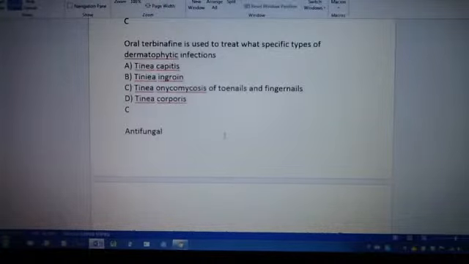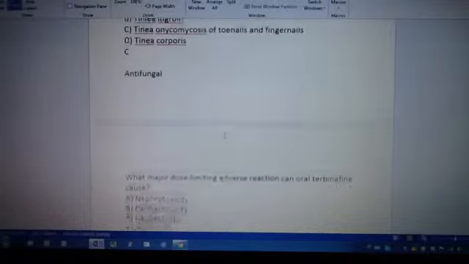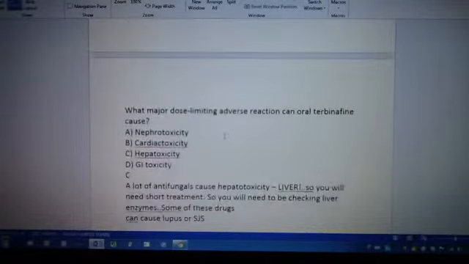So if you remember that tinea capitis is on the head, tinea inguinalis is in the groin area, and tinea corporis is the skin on the arms. Oh gosh, I'm forgetting. I think that's what it is. Anyway, these are antifungals.